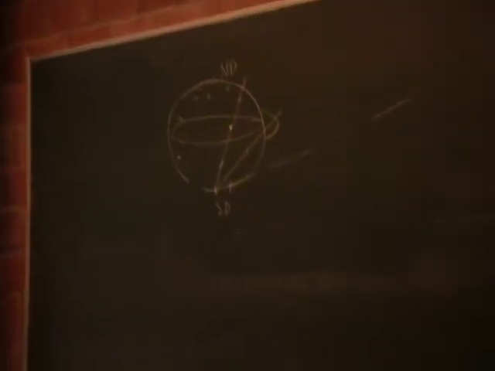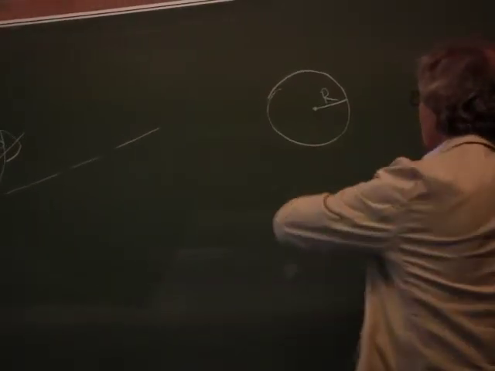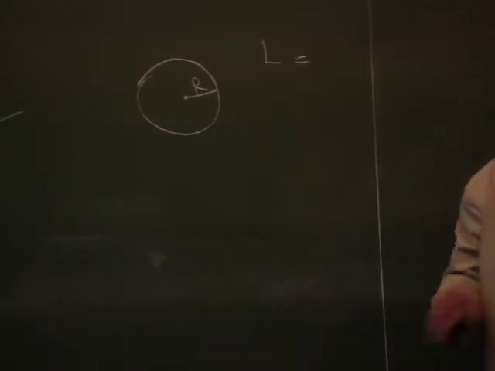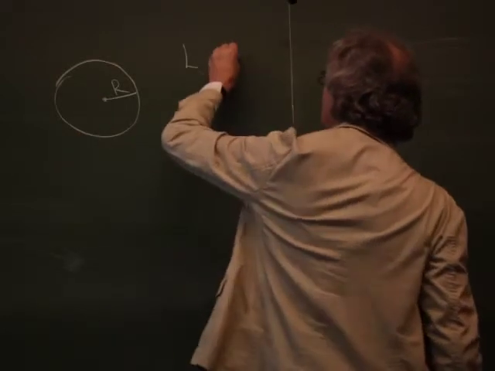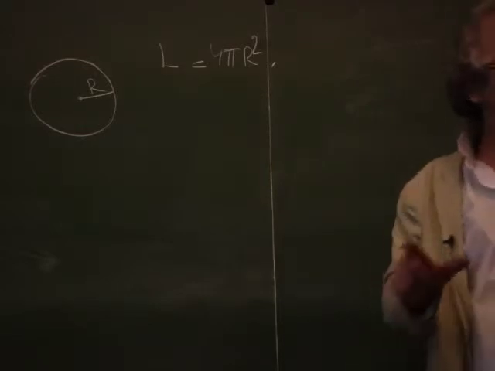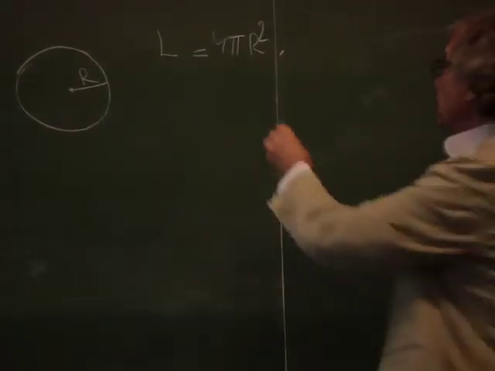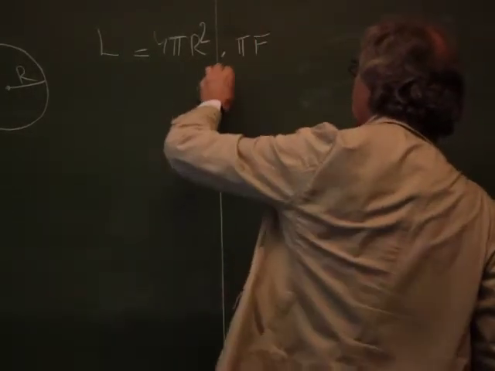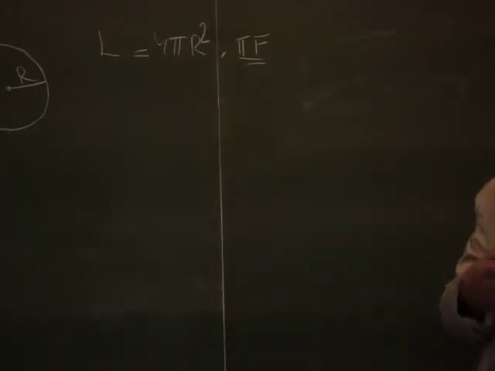If I take a star with a radius r, do you agree that the luminosity, which is the quantity of light emitted by the star, is just the surface of the star, so 4 pi times r squared, multiplied by the flux, so the quantity emitted per surface unit, that I will represent like that, pi times F. So this is the flux measured at the stellar surface.